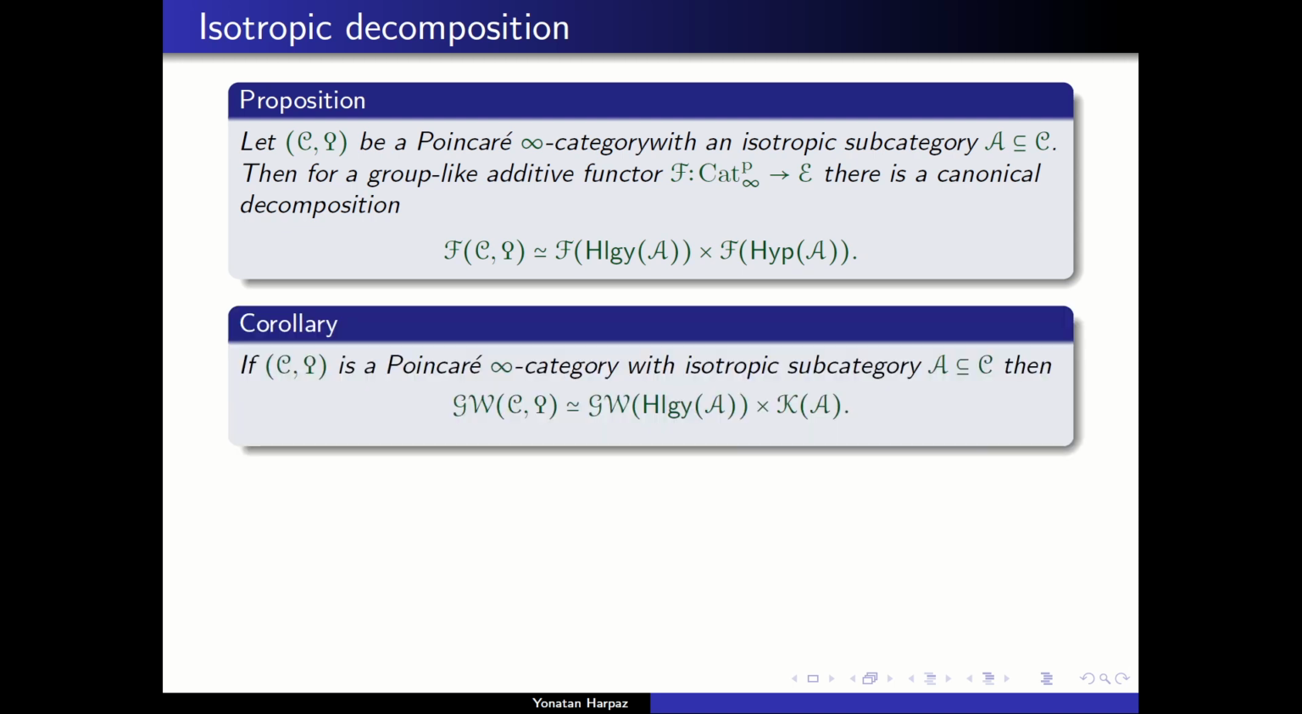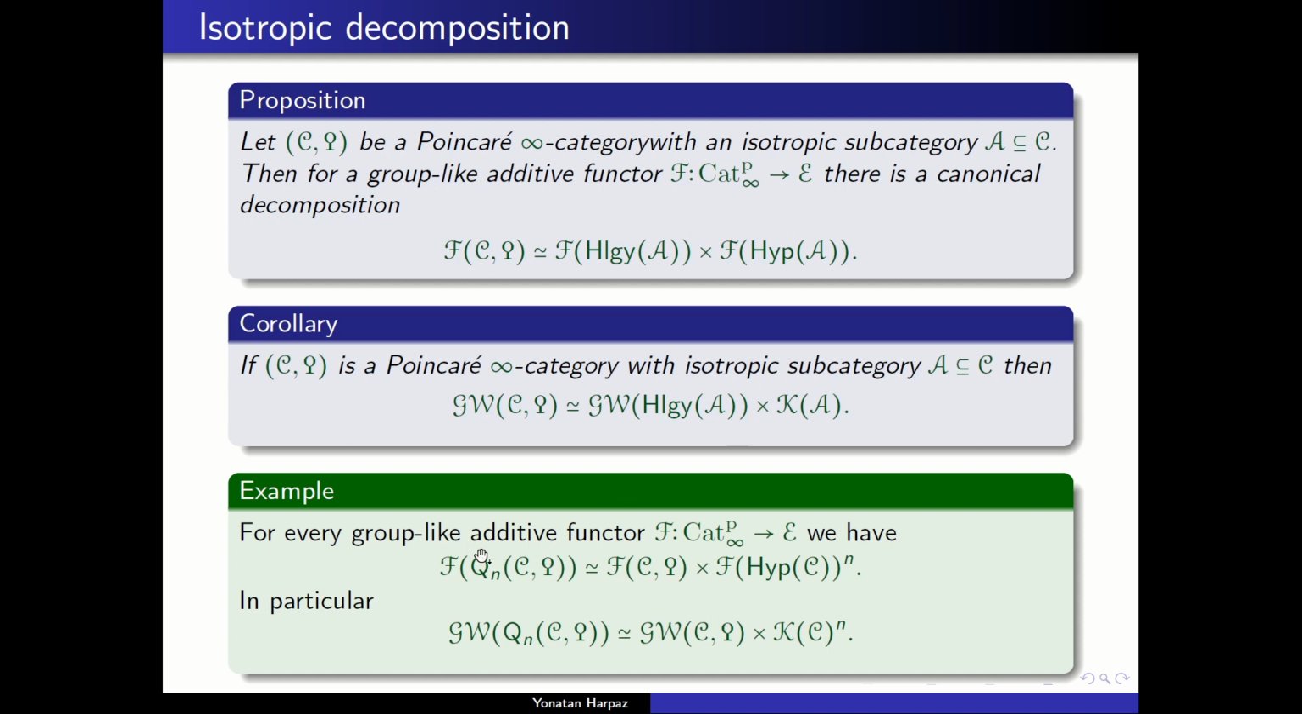And so now that we know that the GW space is additive, and we also know that it's group-like, we deduce that whenever we have a Poincaré infinity category with an isotropic subcategory, then the GW space of C copa canonically decomposes as a product of the GW space of the homology of A and the K-theory of A, which is the same as the GW space of the hyperbolic Poincaré infinity category of A.